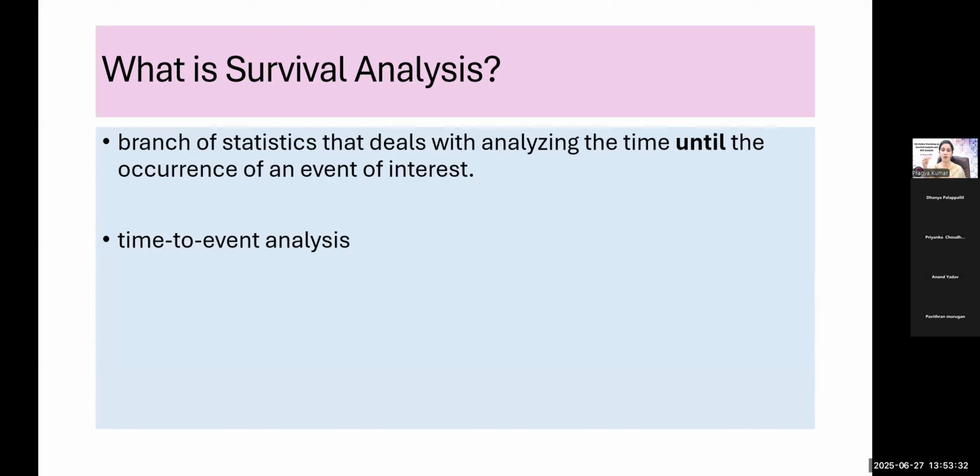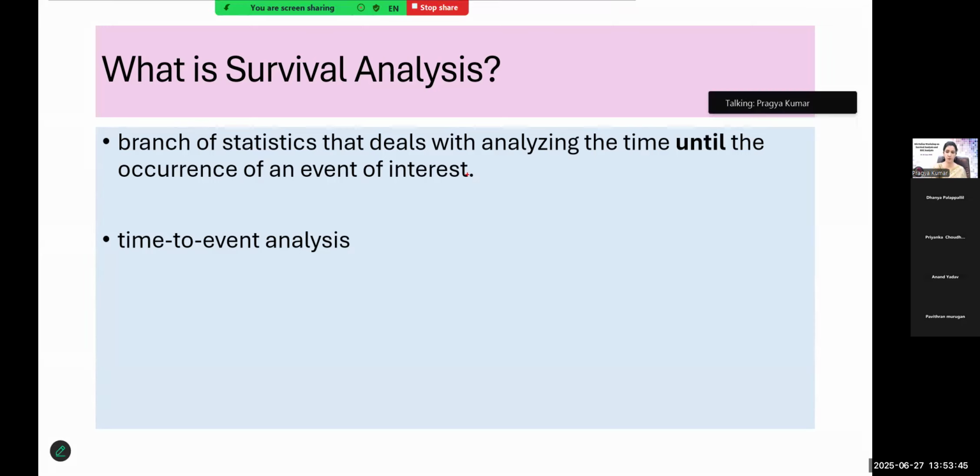So there are two concepts in time to event data. There's a time and there is an event. So now, what is a survival analysis? Basically it is a branch of statistics which analyzes the time until the event of occurrence. Please focus on this word, which is until. Time until that occurrence of event is known as the survival time.